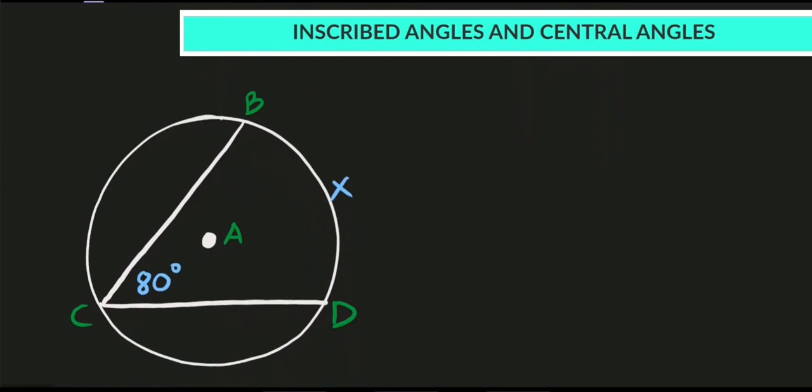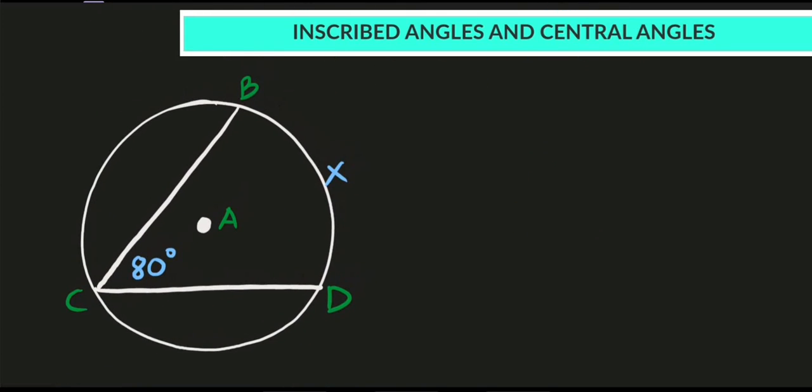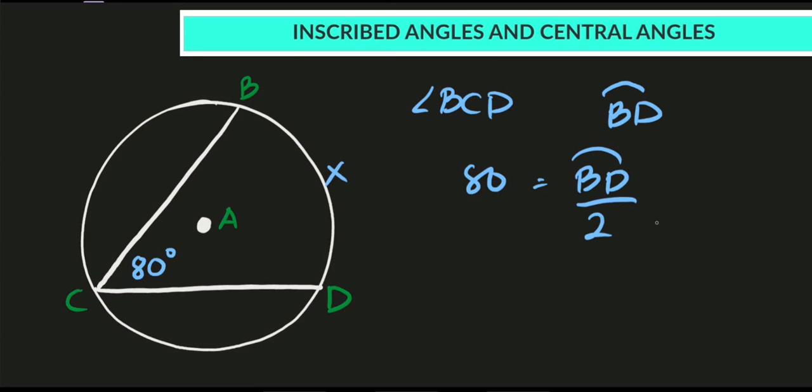Next, let's try to answer this given figure. Same procedure, since we have this inscribed angle. For this given problem, we have angle BCD and its intercepted arc is arc BD. Since the value of BCD is 80 degrees, that is equal to BD divided by 2. So the measurement is half.